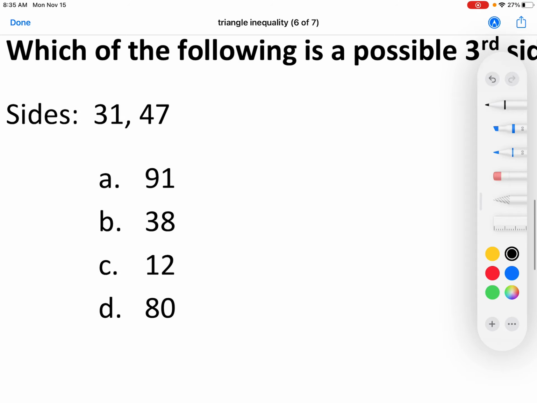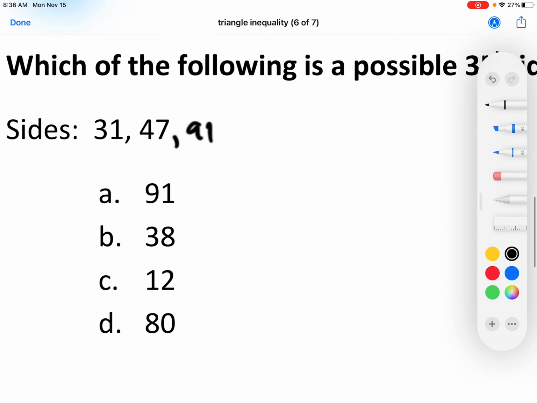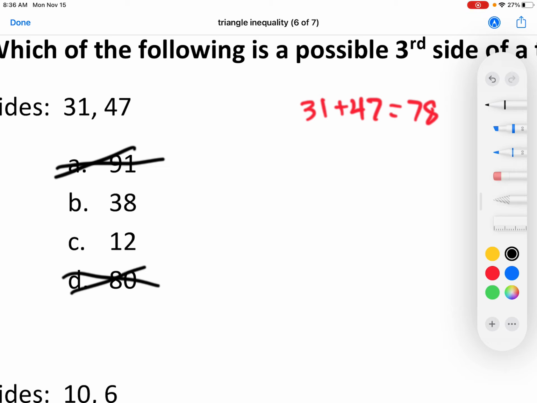All right, so let's say that we picked out answer choice A, and we had 31, 47, and 91. Now we go through the same process that we did up here. We add together our two smallest ones and see if it is more than the third one. So we take 31 plus 47. That's equal to 78. Well, we know that 78 is definitely not more than 91. So that tells us 91 is not going to be a good answer. And on that same note, that tells us that 80 is not going to be a good answer either, because 78 is less than 80.